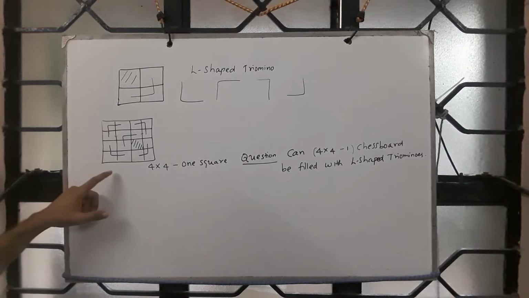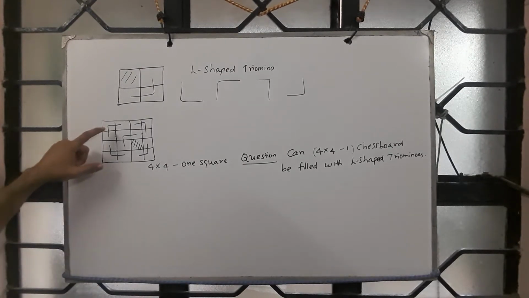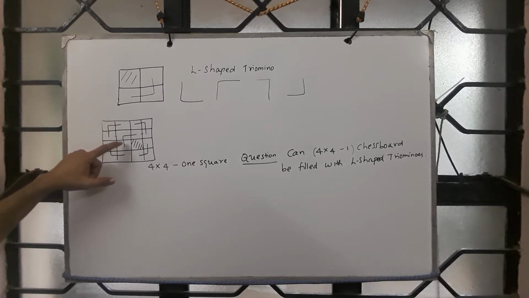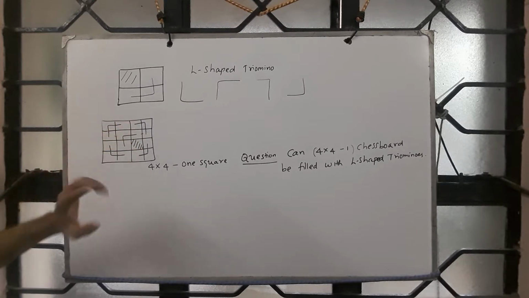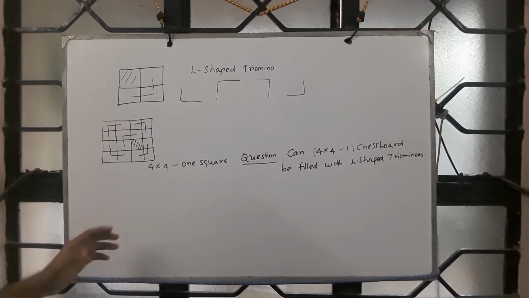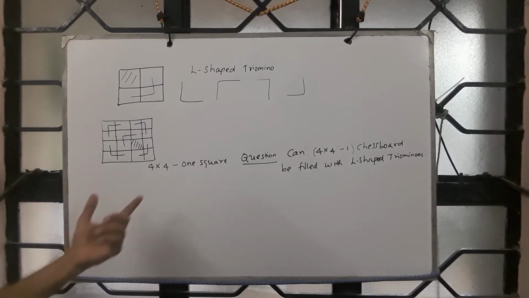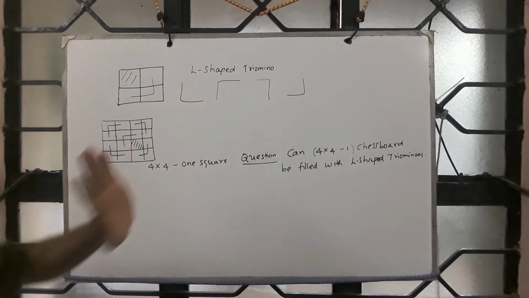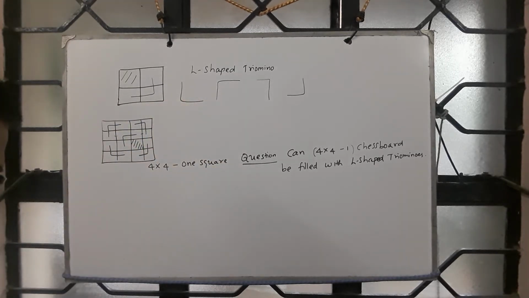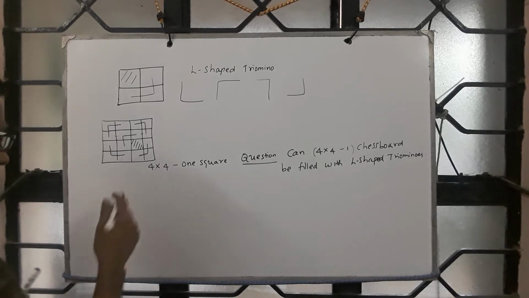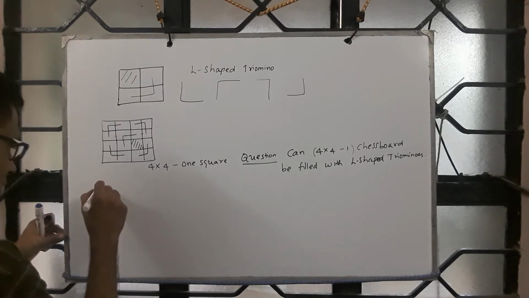So here is one arrangement. For example, I have placed one L-shaped triomino, one more here, one more to cover these three, and so on. So now here is an arrangement for this 4 cross 4 minus 1, and which can be filled using L-shaped triominoes. Now let's generalize this. Meaning, in case you want to see one more, we can take one more.